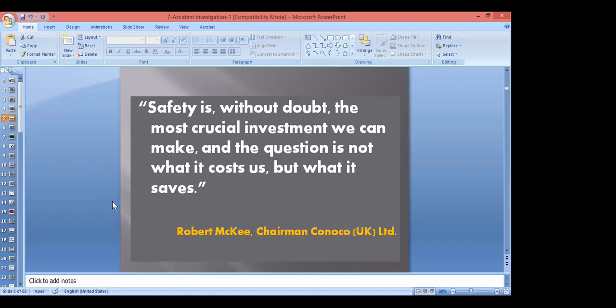We can make it, and also the question is not what it costs us, but what it saves. It is not about how much the cost is and what savings we are going to get. We should not think from that point of view. We should not hesitate to invest in safety.